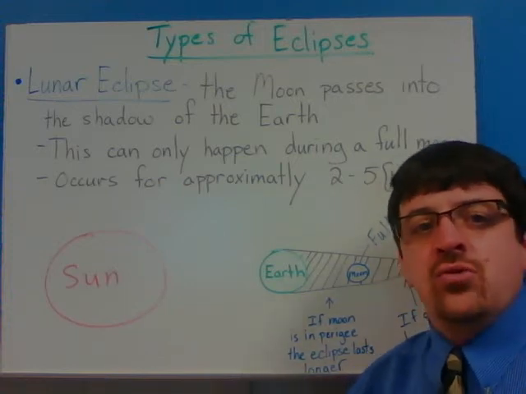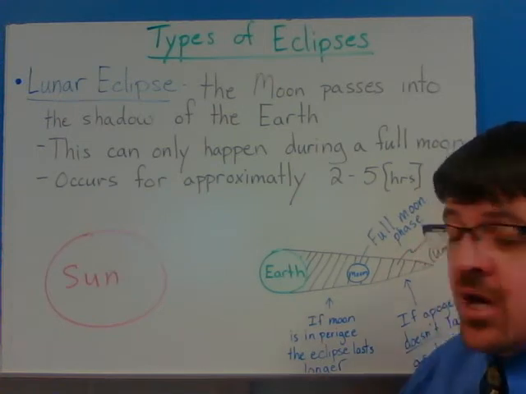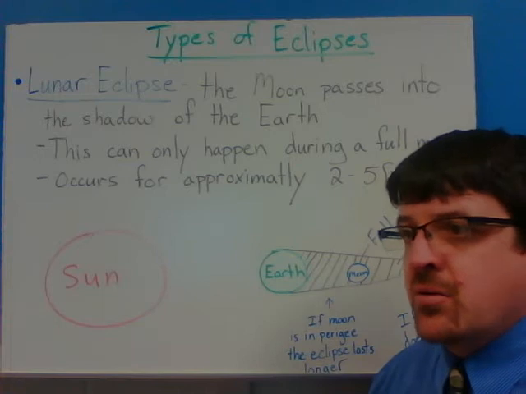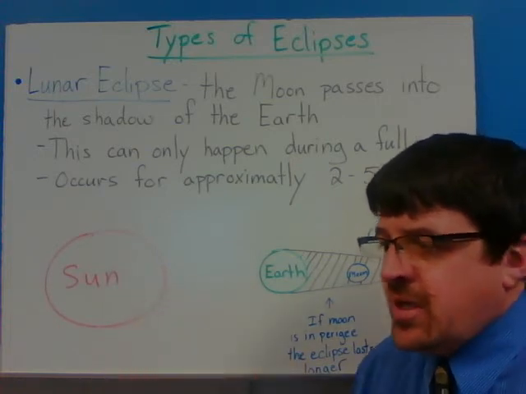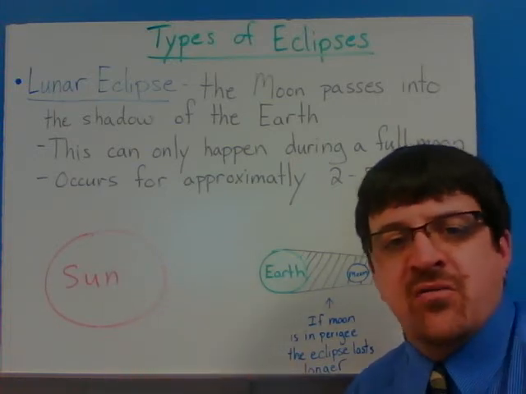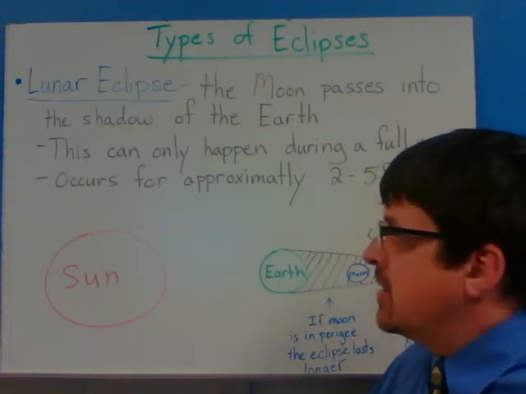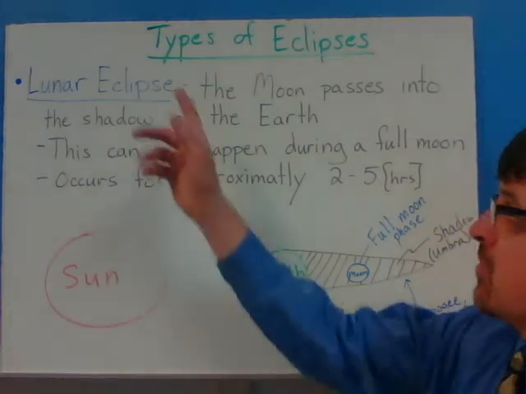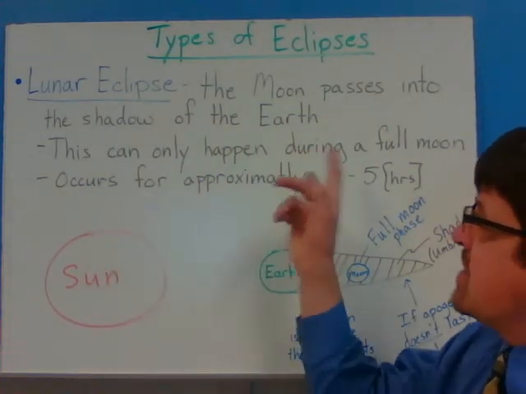Okay, now we have two types of eclipses. The first one that I want to talk about is the most common one. These happen regularly. It can happen a couple times in the span of a year or more. But when we go through a spell, we actually have a whole bunch of them. But they're lunar eclipses. That's when the moon passes into the shadow of the Earth.